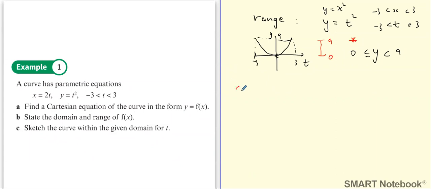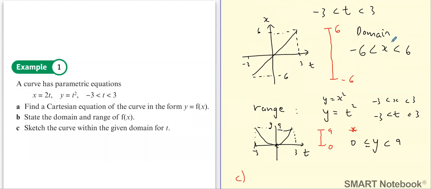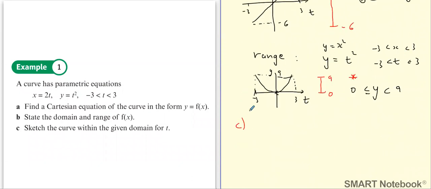Now, part C is telling us to sketch the curve within the given domain for t. So we are told what t is, and when t lies between those values, x lies between -6 and 6. And we know that y equals x squared over 4. So we now need to sketch between -6 and 6 on the x-axis our y values. Well, that's a quadratic with a stretch of scale factor 1/4 in the y.